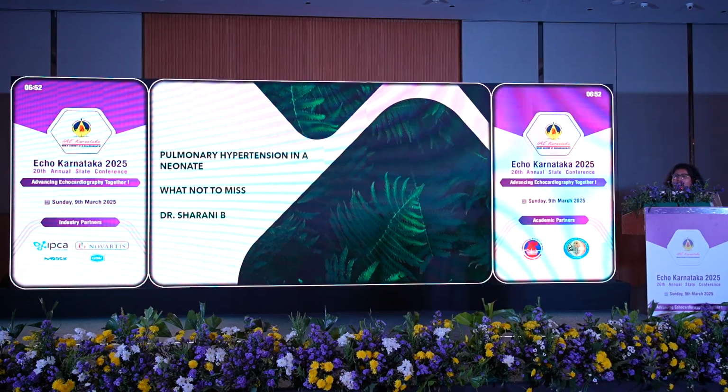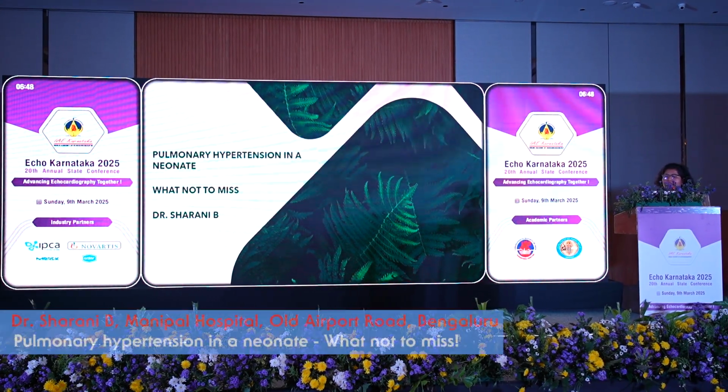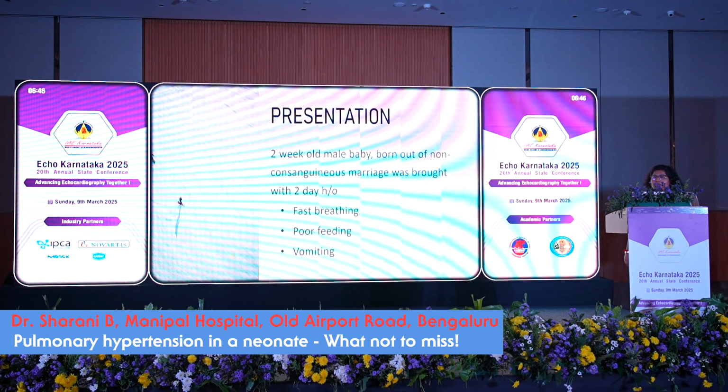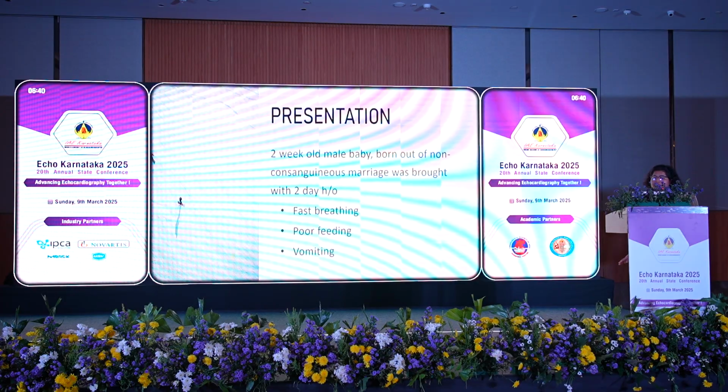Today, I would like to present a case of a neonate with severe pulmonary hypertension, but with a treatable cause. So, the patient was a 2-week-old baby boy born out of a non-consanguineous marriage, and he was brought with a 2-day history of fast breathing, poor feeding, and vomiting.